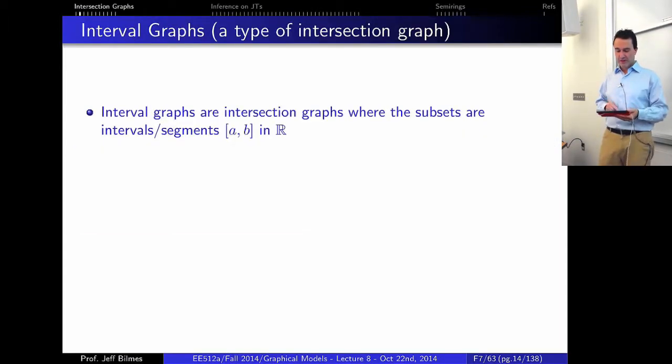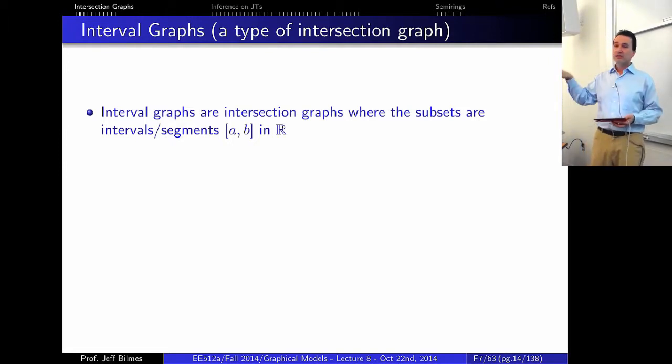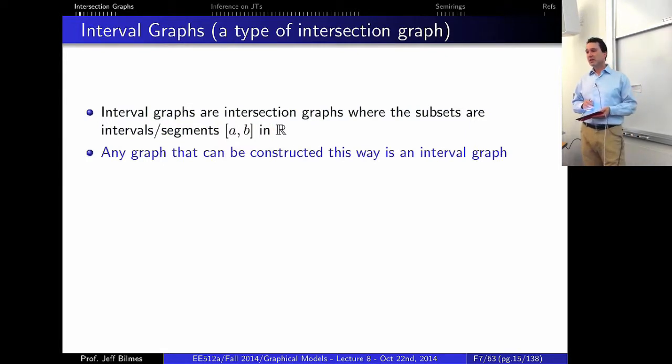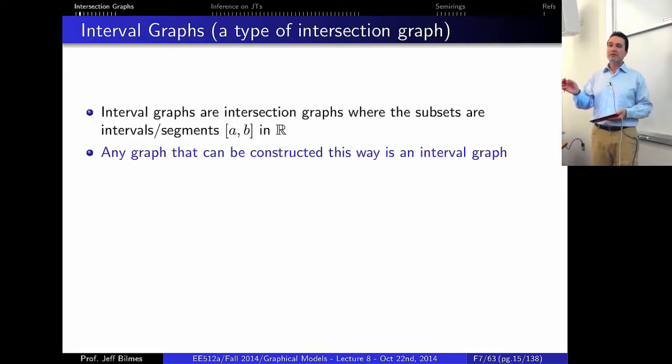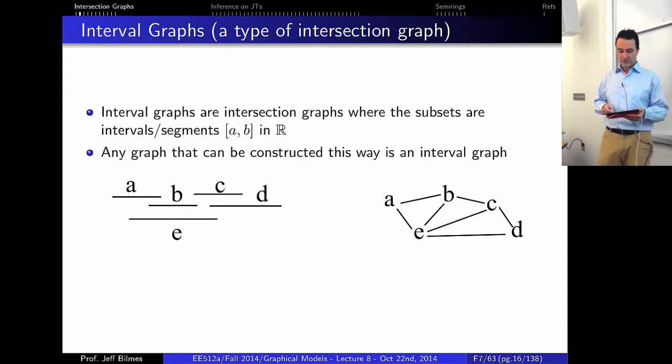Then it becomes interesting. The first type of set that we're going to consider are intervals, where every U sub U or U sub V is just an interval on the real number line. So basically, every set is of the form [a, b]. Now, any graph that can be constructed as an intersection graph of intervals is what's called an interval graph. And this is a class of graphs that's well known to graph theorists.